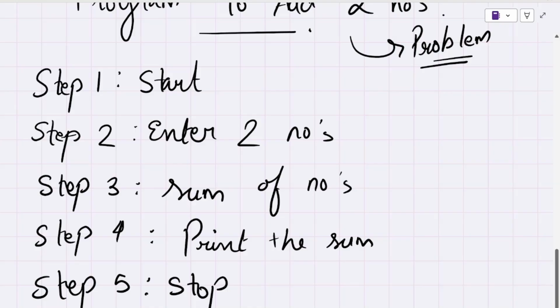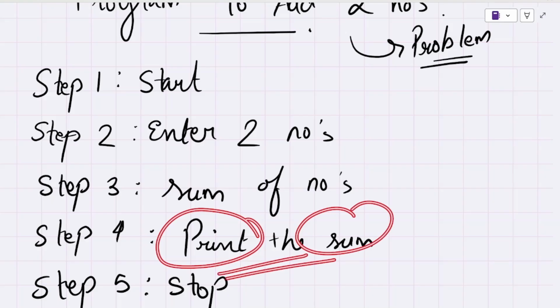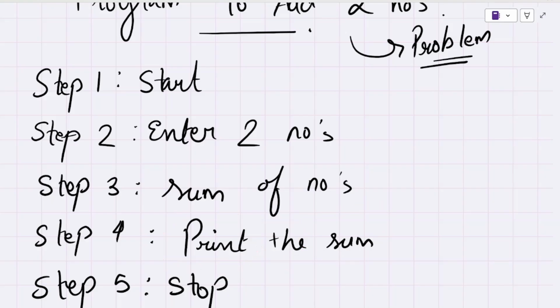So, we know what our problem is. What are the inputs over here? Entering the two numbers. Those two numbers are the input. And what is the result? I have said print the sum. That is the output. That is the basic thing you need to know.